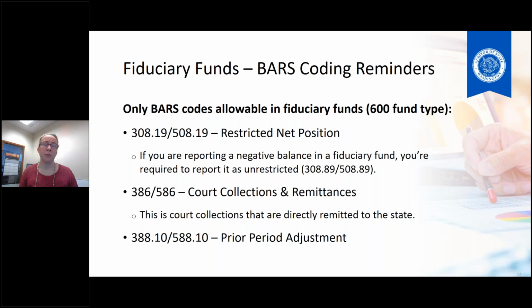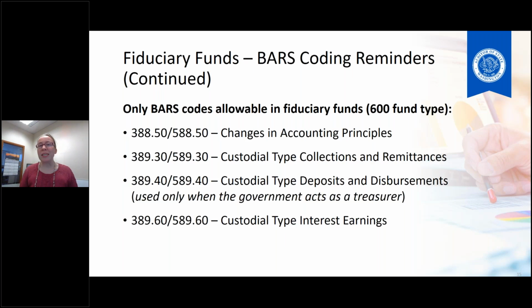Next, we have our 38810 and our 58810, which is our prior period adjustments due to error. We also have our 38850 and our 58850, which is our changes in accounting principle. This is if you are changing from one generally accepted accounting principle to another, or if GASB releases a statement that affects how you report in your fiduciary funds.